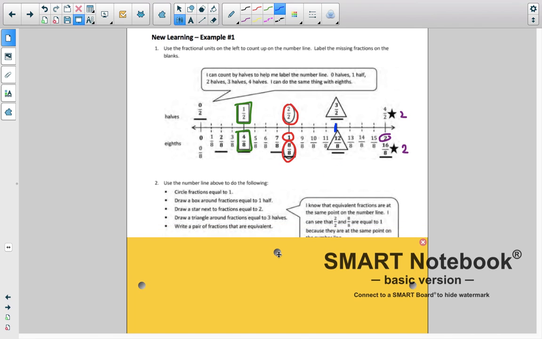And they said write a pair of fractions that are equivalent. So we see that 2/2 and 8/8 are equivalent. 1/2 and 4/8 are equivalent. 4/2 and 16/8 are equivalent. 3/2 and 12/8. They are all equivalent. They are at the same point, so they equal the same thing.